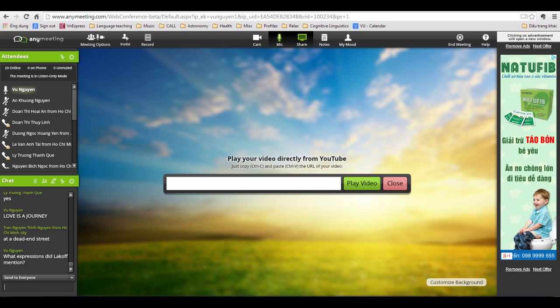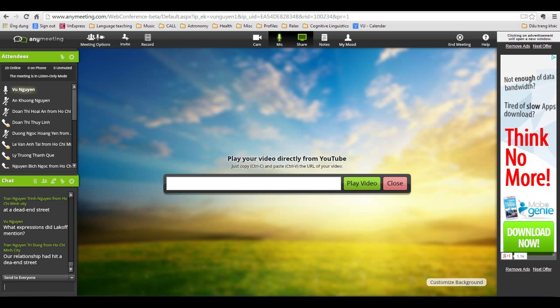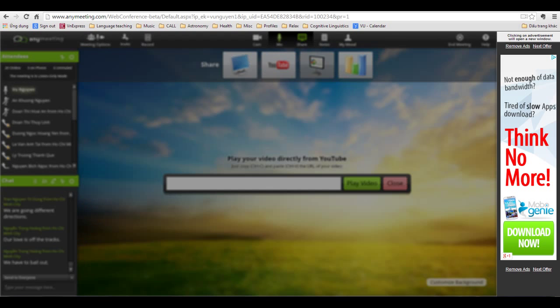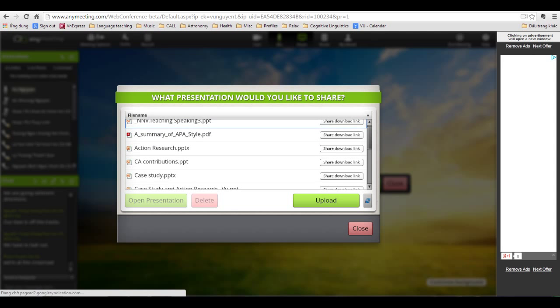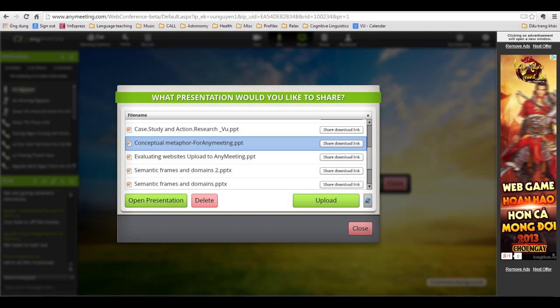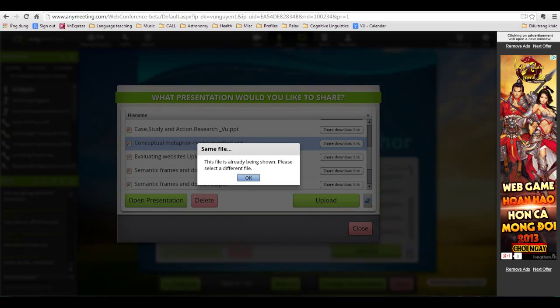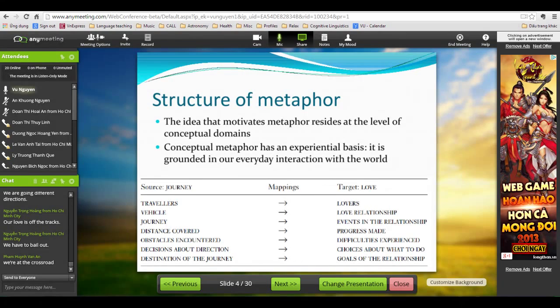For example, yeah, our relationship had hit a dead end street. Well, that's the expression the woman in the class told him about her relationship with the boyfriend. Yeah, love is a long, bumpy road. Good. Do you recall any other language expressions? Yeah, our love is off the tracks? Nice. Do you recall any others? Yeah, we have to bail out. Yeah, we are at the crossroads.